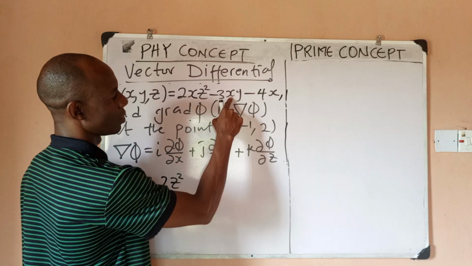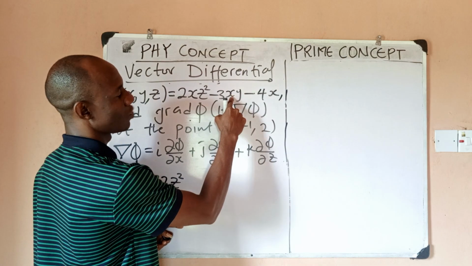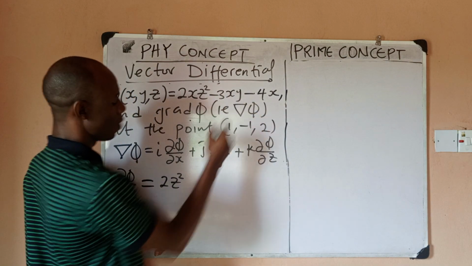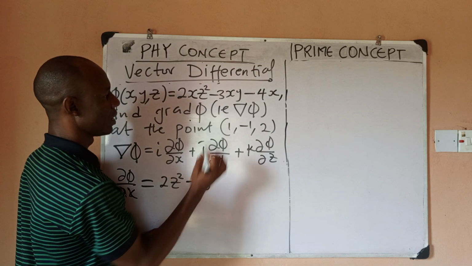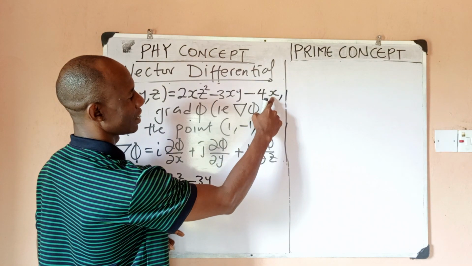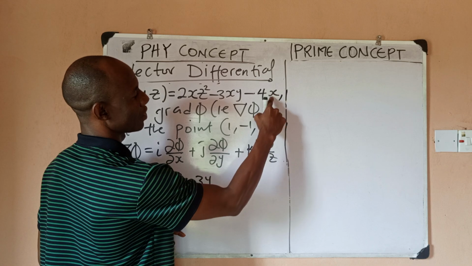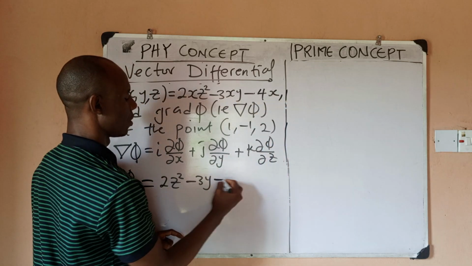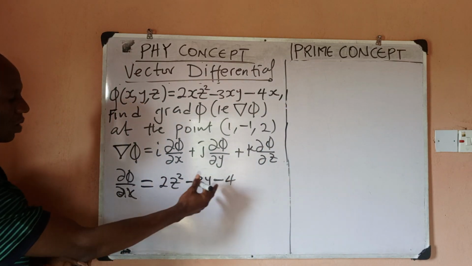If I differentiate this, because I'm also differentiating x and it is 1, then I'll have minus 3y. And if I differentiate this, because I'm differentiating x is also 1, I would have minus 4. So minus 4. So this is what I have.